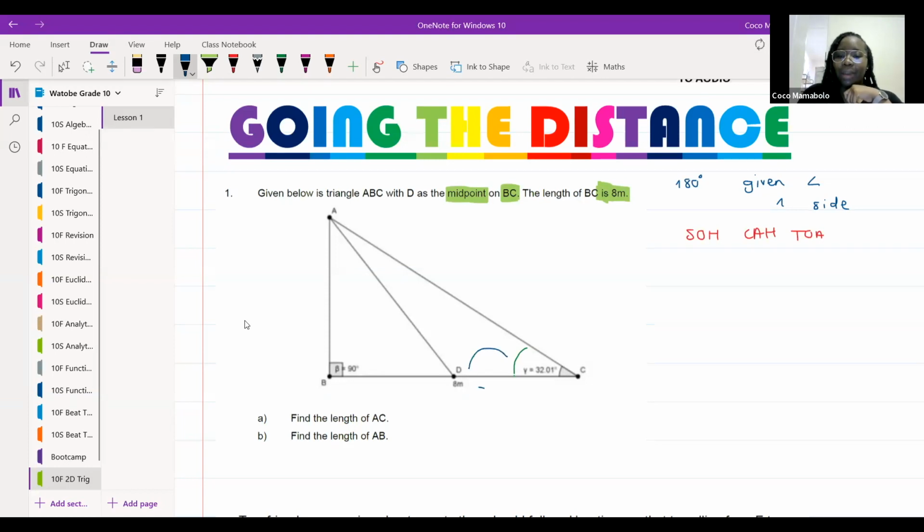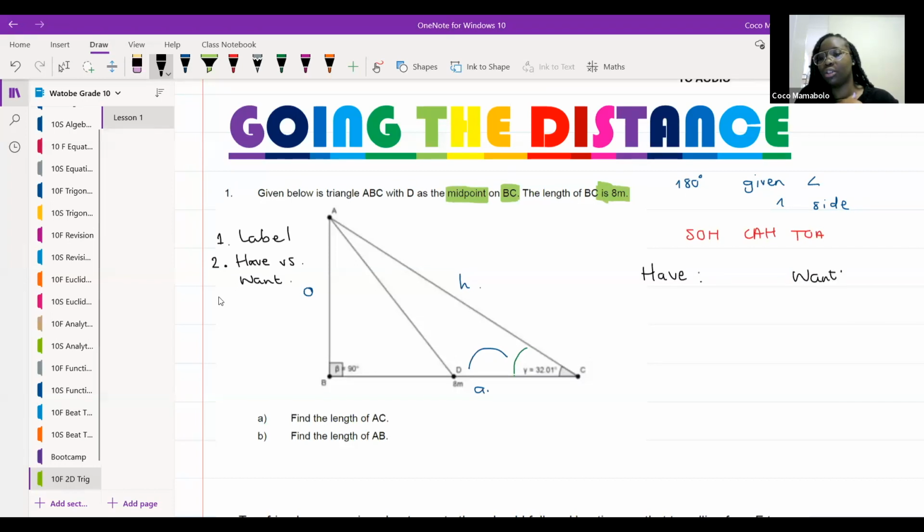So I know this side is my adjacent side. That far side over there is my opposite side. This side is my hypotenuse. That's step number one: label. Okay, no worries. Step number two is we are going to look at what we have versus what we want. I can even split it into two things: have, want.